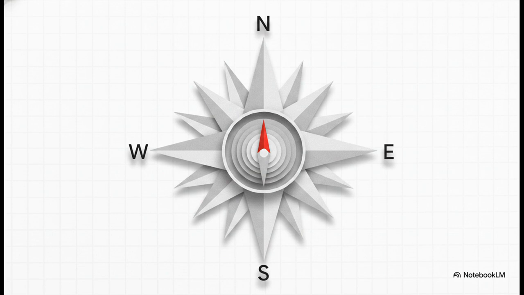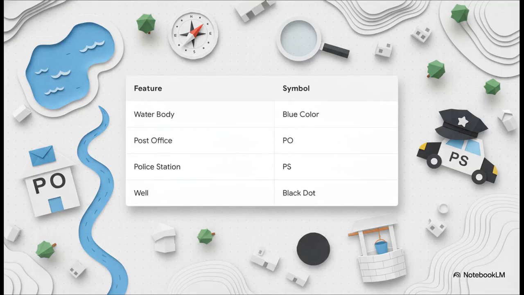And hey, if you're ever out in the real world without your smartphone, a magnetic compass is a total lifesaver. Its needle will always faithfully point north-south. And finally, symbols. If mapmakers tried to draw tiny, highly detailed pictures of every single hospital, school, and tree, the map would be a cluttered, unreadable mess.